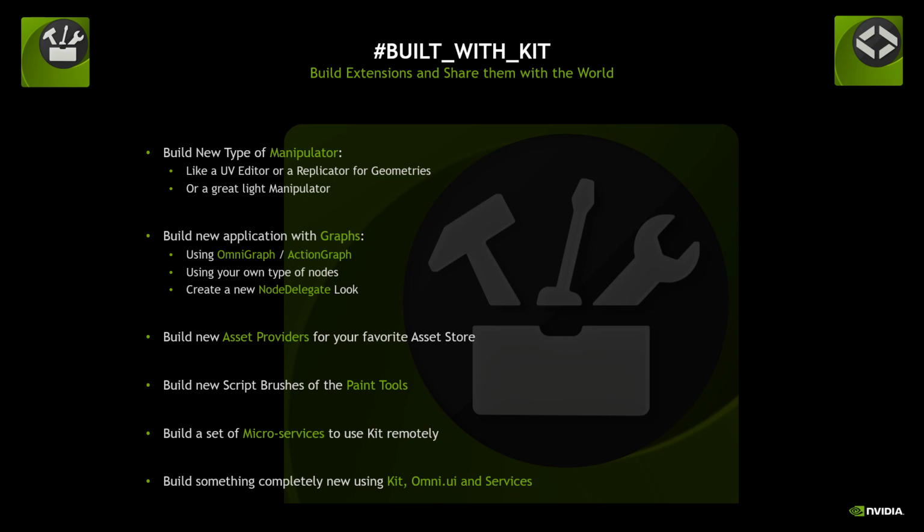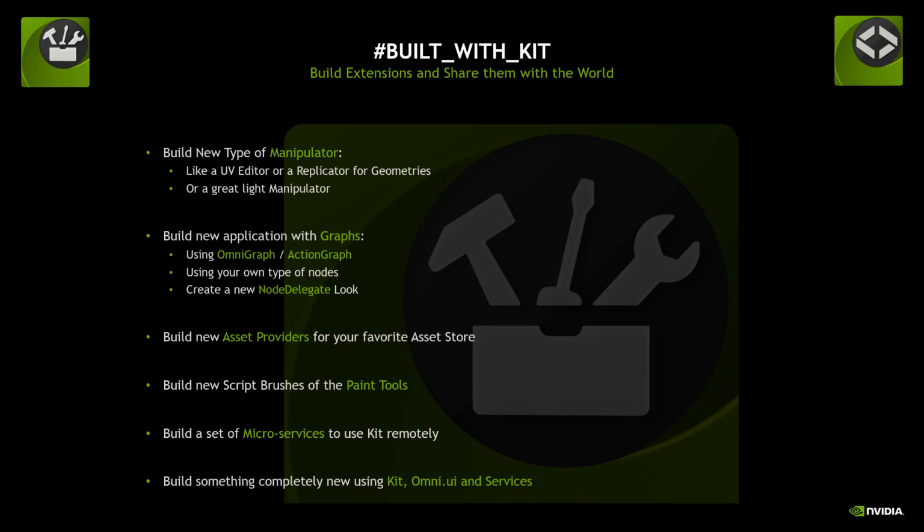You want to build something with graphs. Graphs are great and they're really fun to work with. You can of course leverage OmniGraph and the new action graph to build new nodes, to connect them and create workflows. But you can also create your own type of nodes and connect them with your own node evaluation engines in a very easy way. You can make your node look any way you like. You can create node delegates and define your own looks and include images and previews of many kinds.